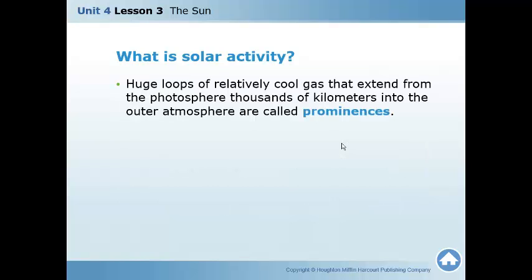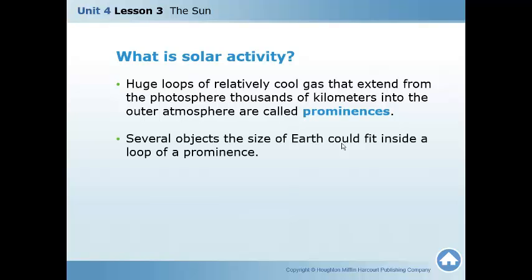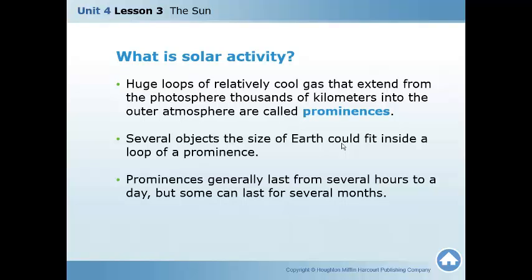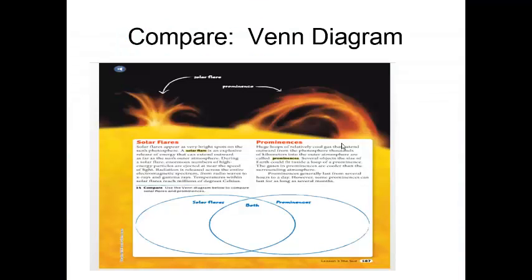Lastly, we're going to talk about a prominence. Prominences are huge loops of relatively cool gas that extend from the photosphere out thousands of kilometers into the outer atmosphere. Several objects the size of Earth could actually fit inside of a loop of a prominence. So remember, a solar flare is more of an explosion, and a prominence is a loop of cool gas. Prominences generally last from several hours to a day, but they can last for as long as several months.